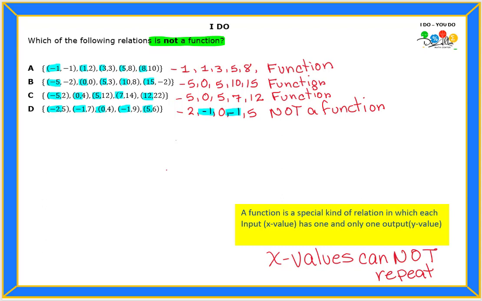That means this is not a function. Okay? It's not a function because the x value -1 repeats. Is that correct? So I was looking for something that was not a function. So if I'm looking for something that is not a function and I found it right there, then that means my answer is letter D.